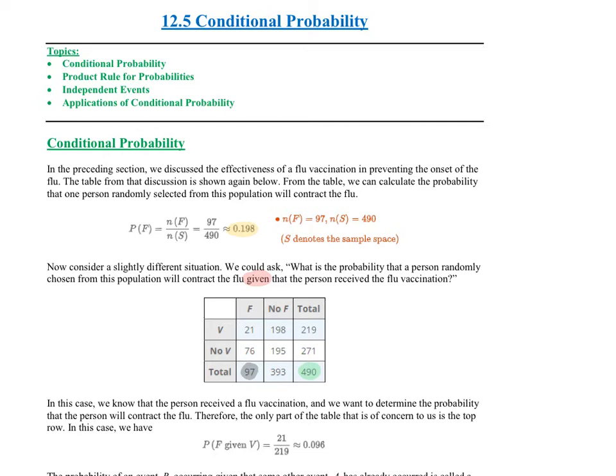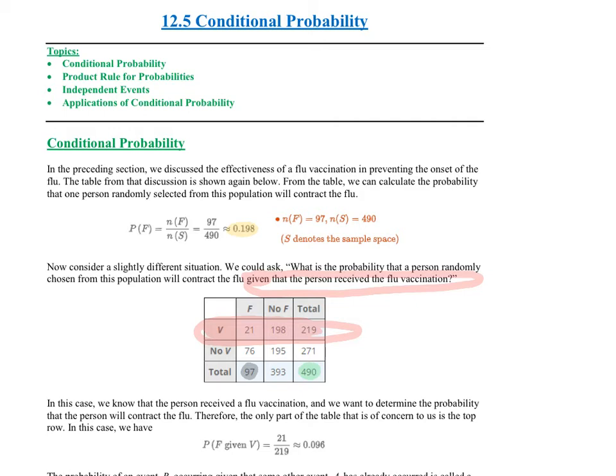So let's look at this. It says, now consider a slightly different situation. We could ask, what is the probability that a person randomly chosen from the population will contract the flu, given that the person received the flu vaccination? So what we have to do is look at the given information. Given that the person received the flu vaccination, the only people we're considering in this chart now is the row of those who were given the vaccination. This is the given information, so this is the only part of the chart we look at.